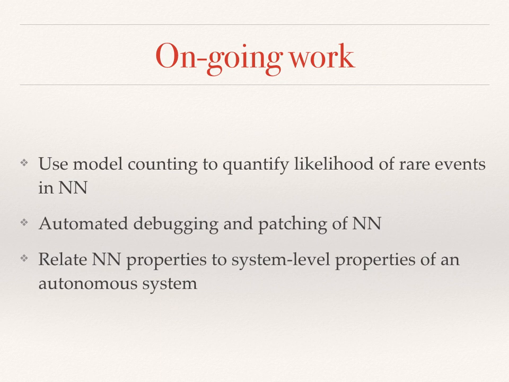And some of the directions that we are currently pursuing include the use of model counting to quantify likelihood of rare events in neural networks. We are also investigating the use of model counting and volume computations to try to quantify the learnability of a model. We are also investigating automated debugging and patching for neural networks, and we aim ultimately to relate the properties of neural networks to the system level properties of an autonomous system using perhaps compositional techniques and assume-guarantee reasoning.